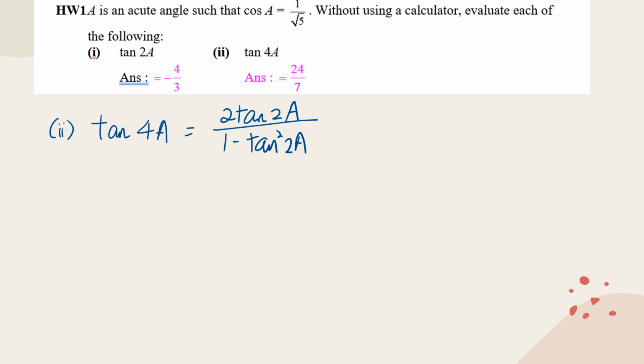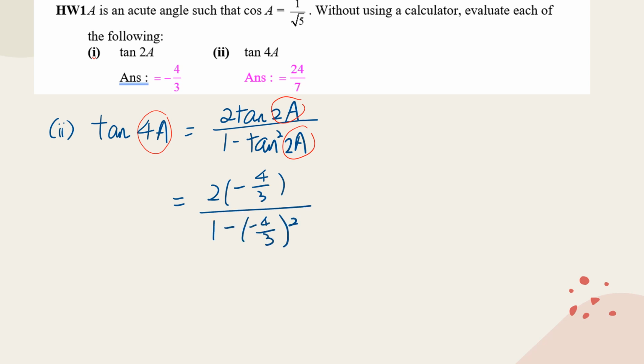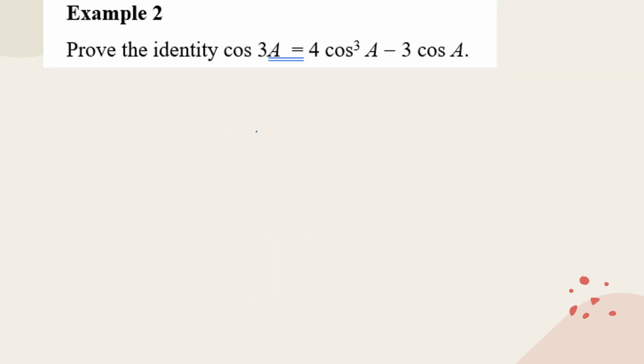The double angle formula for tangent 4a will be 2 tangent 2a over 1 minus tangent squared 2a. So remember, it's only the angle that is being affected. The rest remain the same. Just sub in the values for tangent 2a, use a calculator to work it out, and leave your answer in rational form. Rational means fraction form. So it's not difficult.